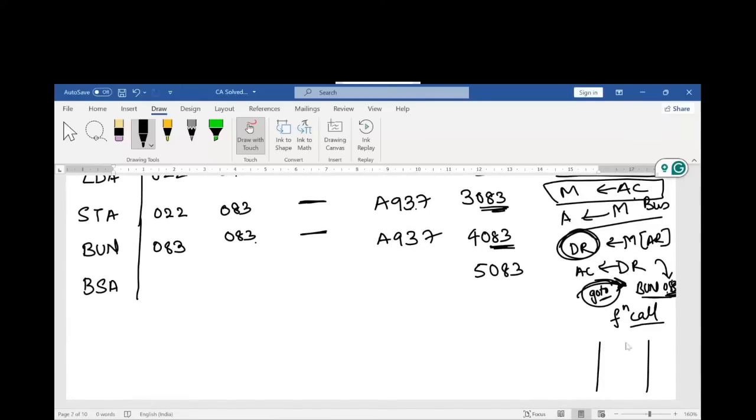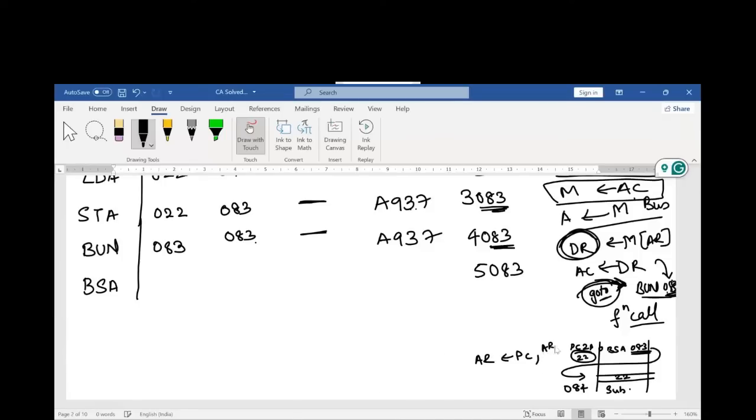So what happens in BSA? First of all, if your instruction is like this, BSA 083, you jump to 083 first and store your return address. Initially PC is 21. After this instruction is fetched, PC would become 22. So what is done in this BSA instruction? This PC is stored at location 083. So the value of PC will come here. And then your subroutine starts from location 84. So what we need to do is first store PC to 083.